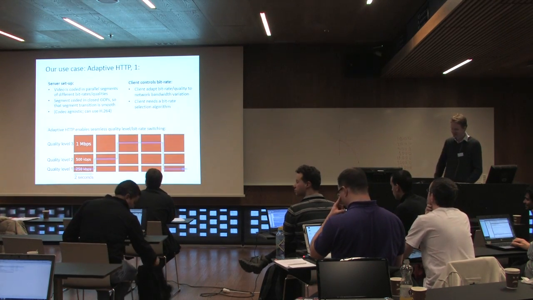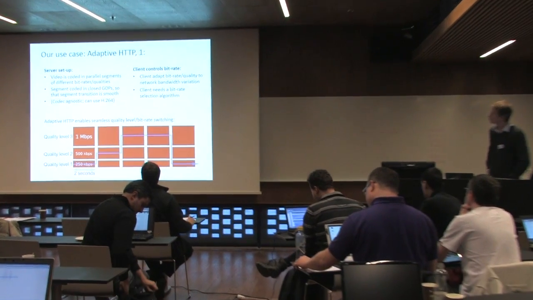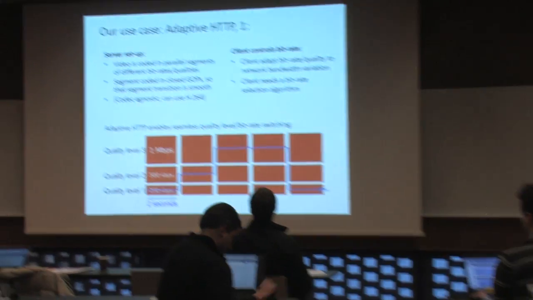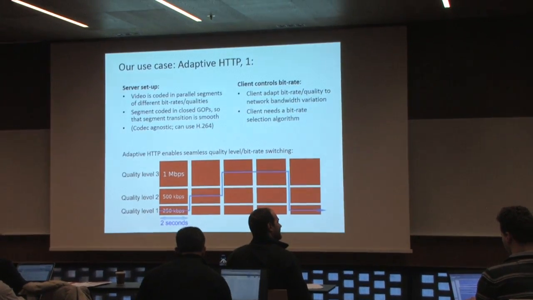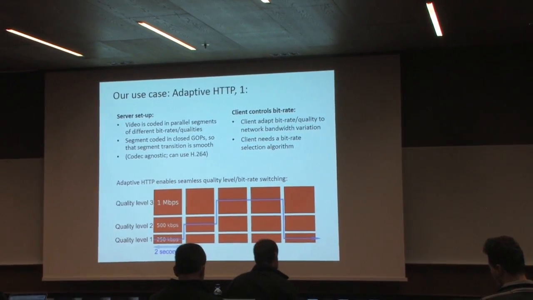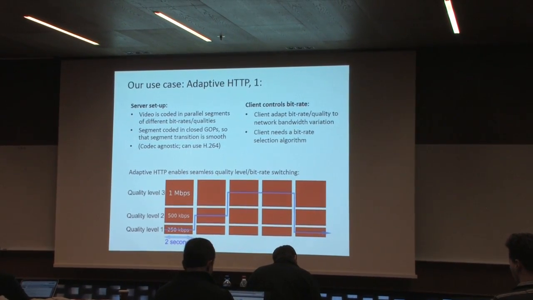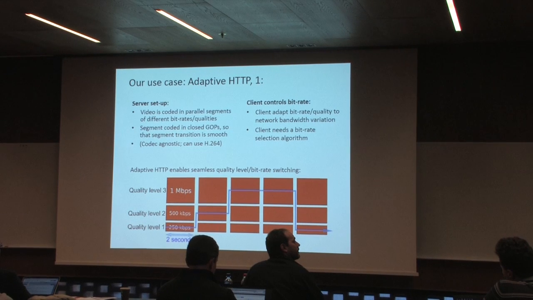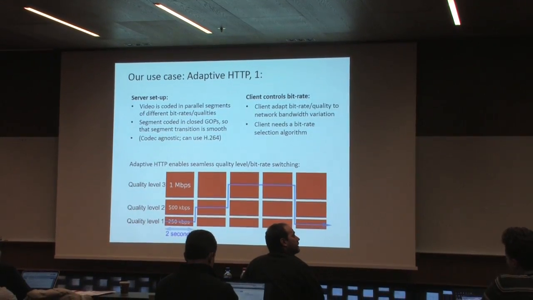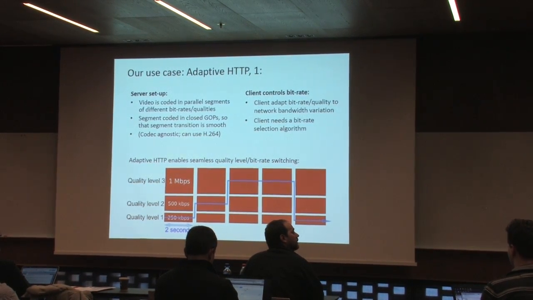Okay. So our use case is adaptive HTTP. I don't know if all are familiar with that, so I'll just give a small introduction because this explains how we did the dataset. Video is coded in parallel segments in different bit rates, and they are in a closed group of pictures. So you can switch at the end of each segment, which is typically between 2 and 10 seconds long. So you see down there, you can start at maybe 250 kilobit, and you can switch, go to 500.